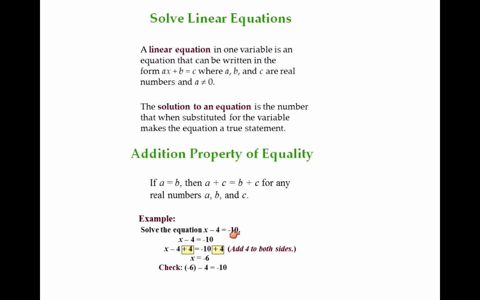x minus 4 is equal to negative 10. If I want to solve this for x, I need to isolate x. So I need to add 4 to both sides of the equation. If I add 4 to both sides of the equation, then I would get x is equal to negative 10 plus 4, which is equal to negative 6. So negative 6 is the solution. You can check your answer, plug it back in for x. You get negative 6 minus 4 is equal to negative 10.